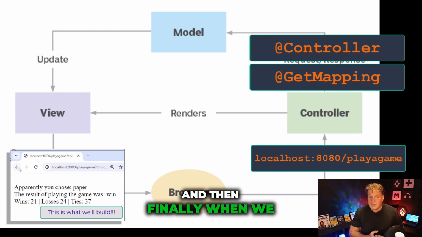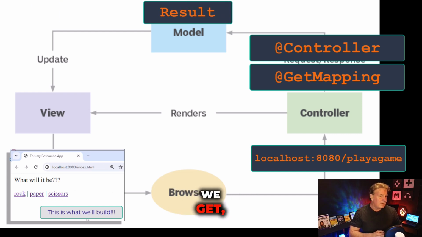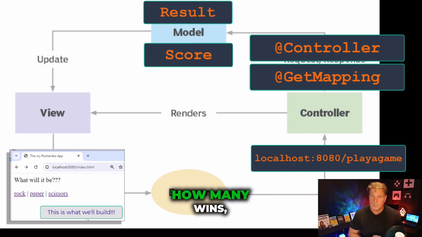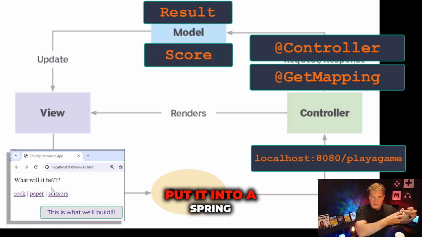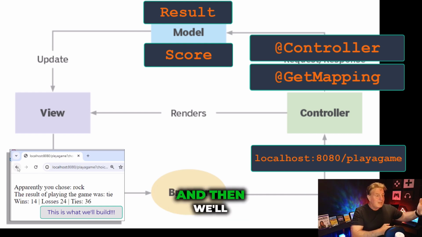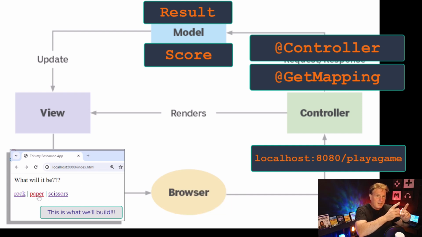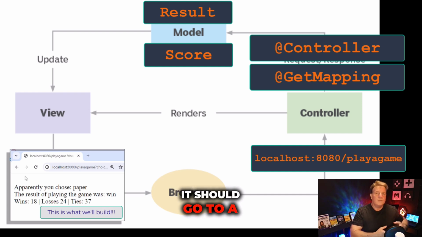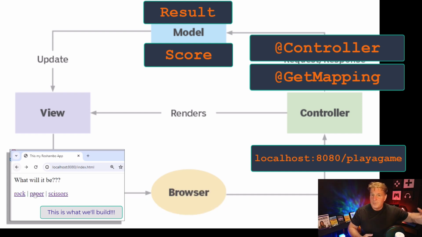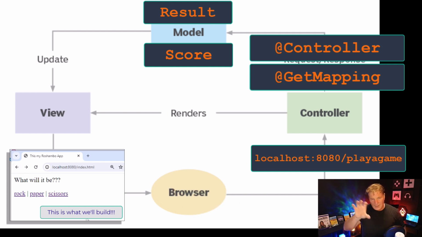And then finally, when we get the data about whether it was a win, loss, or tie, or we get the score, how many wins, losses, and ties there are in total, we'll take that data, put it into a Spring object called the model, and then we'll call on a web page to be displayed. And we'll actually only provide the name of the page, not the extension, because we'll allow Spring Boot to figure out whether it should go to a page that renders HTML or JSON or XML or whatever the client might want. And in our case, what we're going to forward to is a Thymeleaf page.